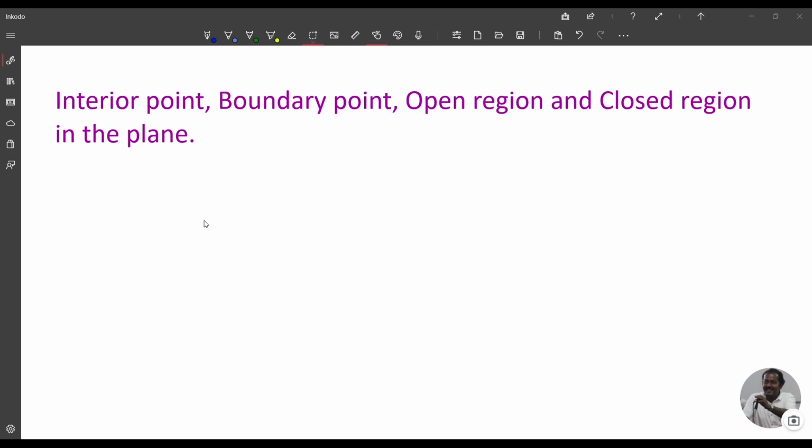Welcome to today's class on partial derivatives. Today we discuss interior point, boundary point, open region and closed region in the plane. First we define all these things.